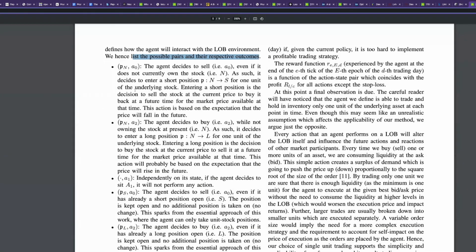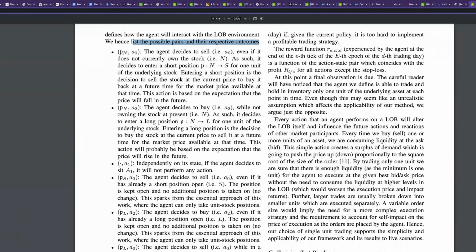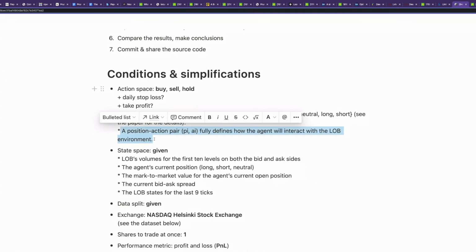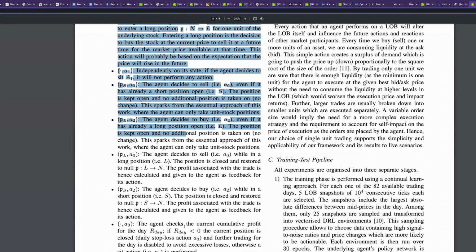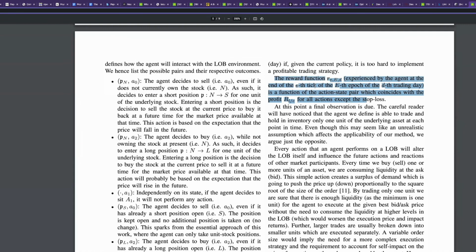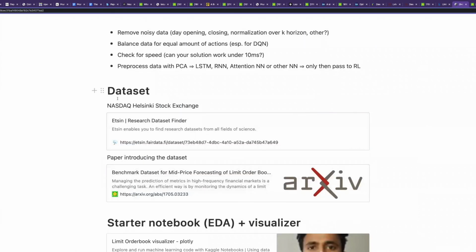Here they describe, and this is important information, what actions the agent can do at different positions. That paragraph very clearly describes which actions in which positions the agent can do. I recommend you pay particular attention to that. It will conclude your reward function. The reward function is described here. You calculate P&L based on each position and each action. I will talk about data in the next section.